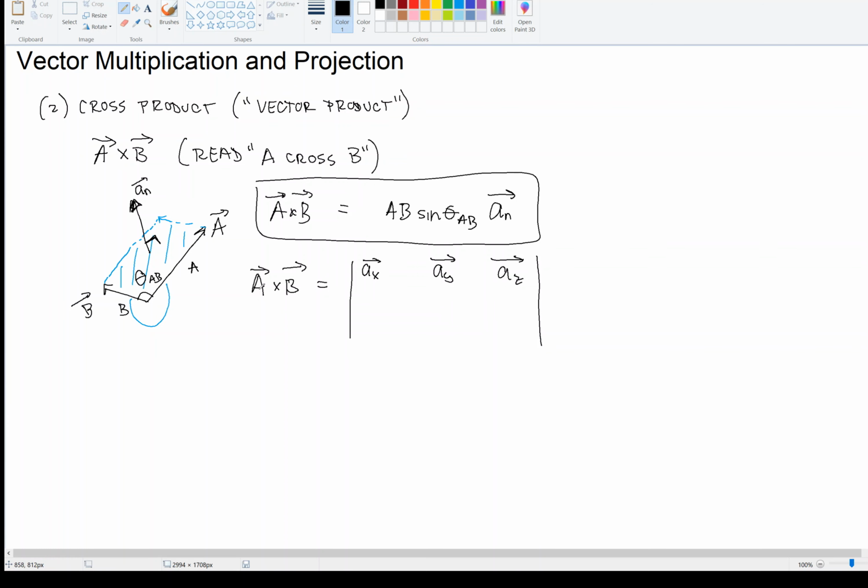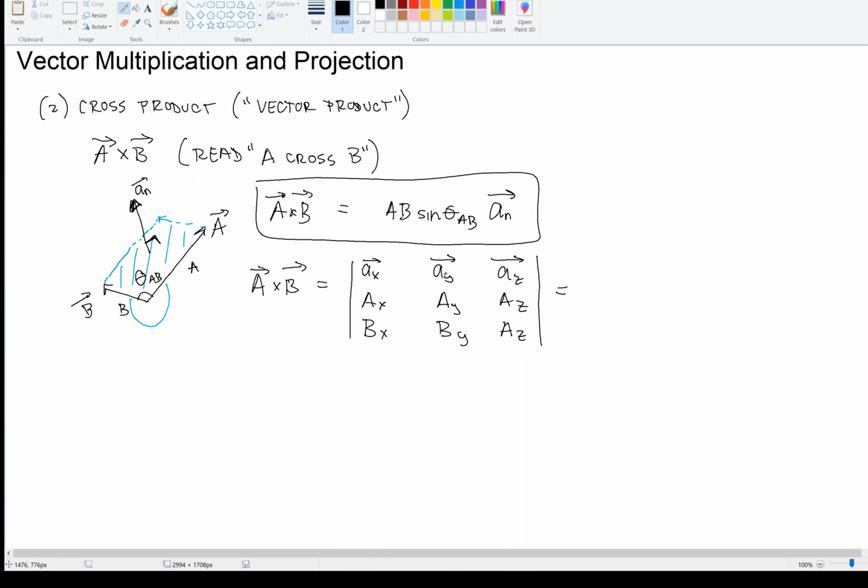So I've got A first here. So I'm going to put AX. It's got an X component. It's got a Y component. It's got a Z component. And then I've got B second. So then I'm going to list B's components here. Okay, so it's kind of weird. It's kind of goofy if you're not used to it. But I'm going to take the determinant of this matrix then, right? And so that's going to give me the cross product.